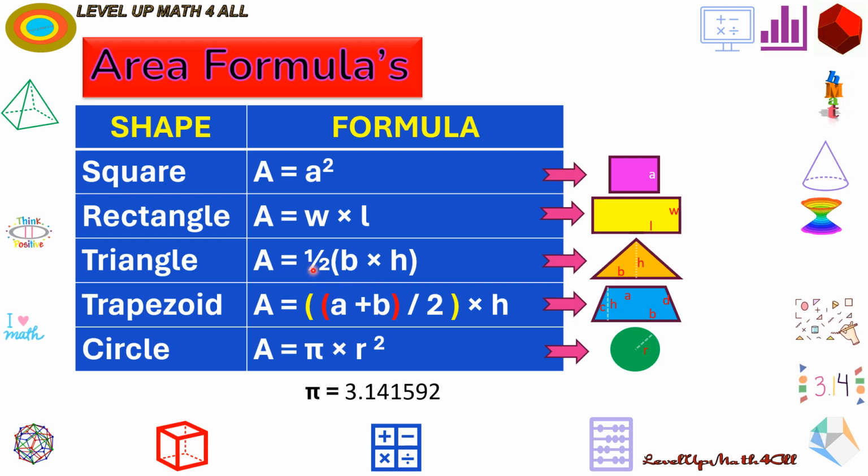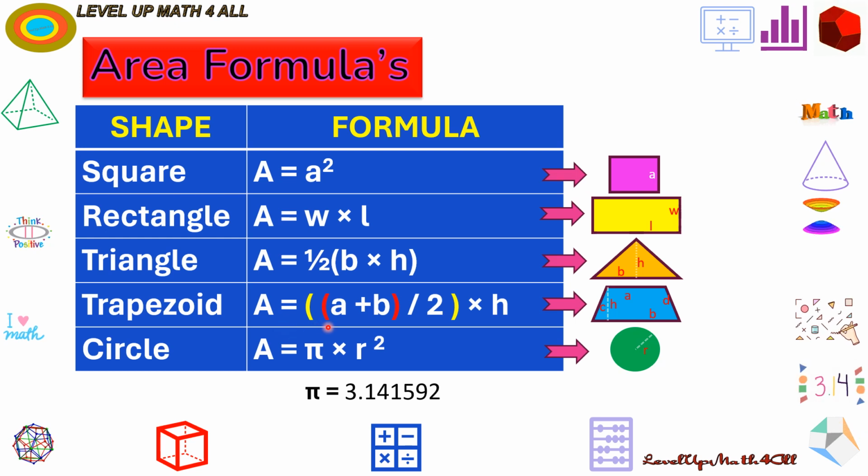For the triangle, it is half of base times height. The base is the bottom of the triangle, and the height is the line connecting the third angle to the base. We will see in a different video how to find the height.